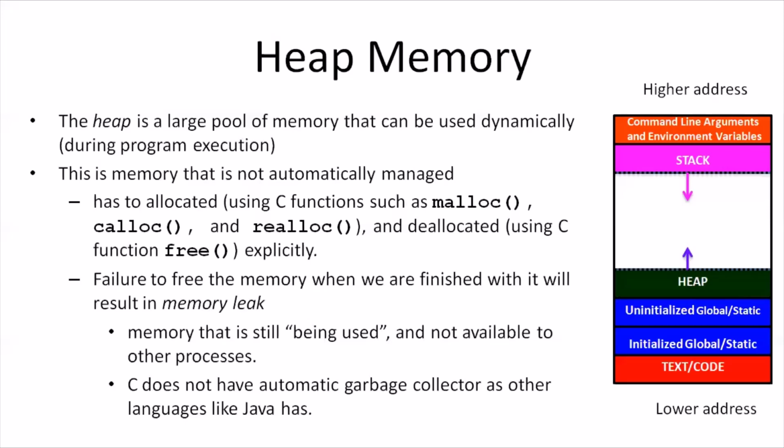Since C does not have any automatic garbage collector like Java or any other advanced languages, if the memory is not freed explicitly by the programmer, the chunk of the memory assigned to the program will be considered to be in use and will not be allocated to any other program that might need it. Thus, if numerous programs run and none frees their memory after use, eventually the heap will run out of space. This situation is what we call the memory leak.